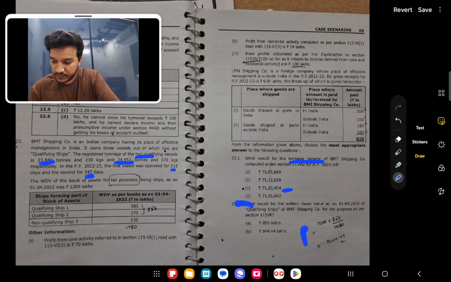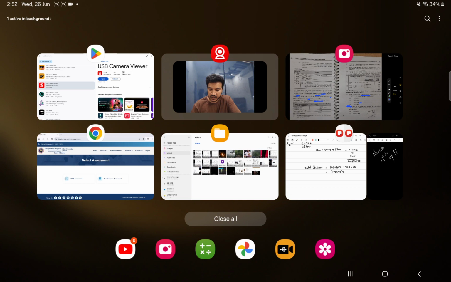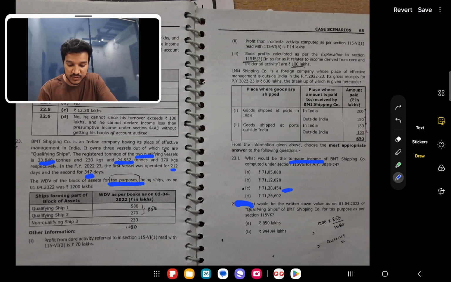Now we will see the second question. The second question asks what would be the written down value as on 1/4/2022 of qualifying ships for tax purpose as per section 115VK. Here in the question he has given a block of assets for tax purpose, which is 1200, and he also gave the WDV as per books. He is asking what is the WDV of qualifying ships for tax purpose. We don't have any other information. He gave us the tax figure 1200, the bifurcation, and the WDV as per the books. So we only have this information.